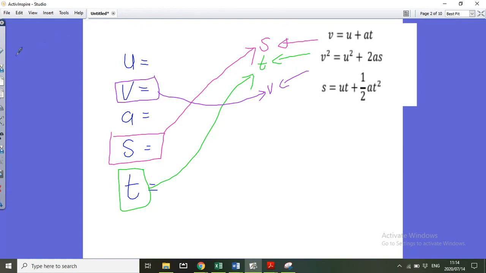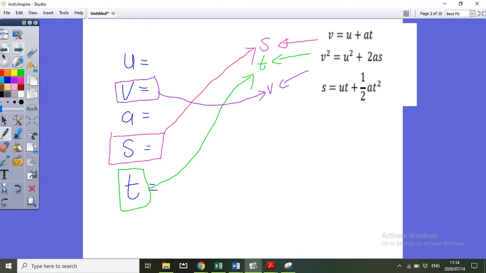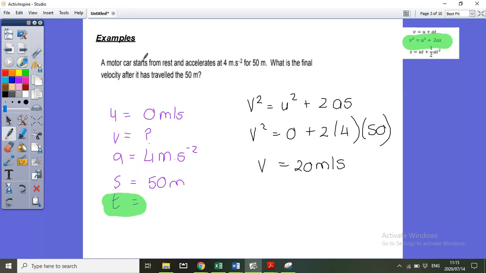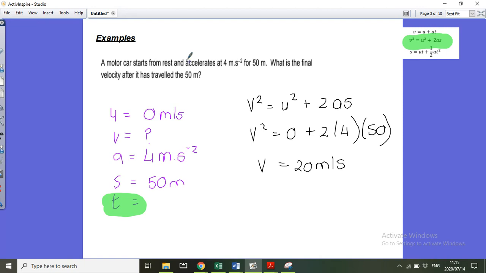So for example, I'm not going to do the example, I've already done it, so you can just quickly look at how this works. If they give you a question about a car starting from rest, you can see that U is 0, the acceleration was given, the distance was given, and they're asking you for the velocity. So these four variables will be needed, but T not. That leads us to the fact that we're going to use the equation without T in it.